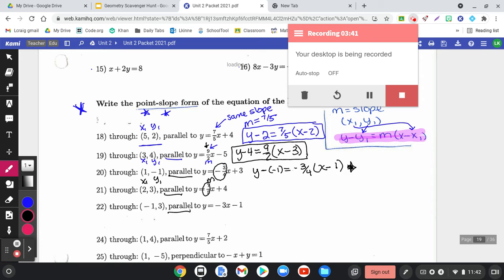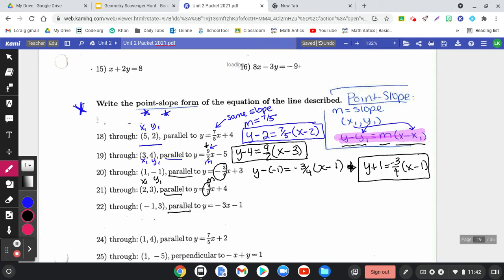Like I was saying, you don't want to leave the y minus -1, so a lot of times we'll just write y plus 1 equals the slope times x minus 1. Because again, it's y minus the y value in your point equals the slope times x minus the x value in your point.